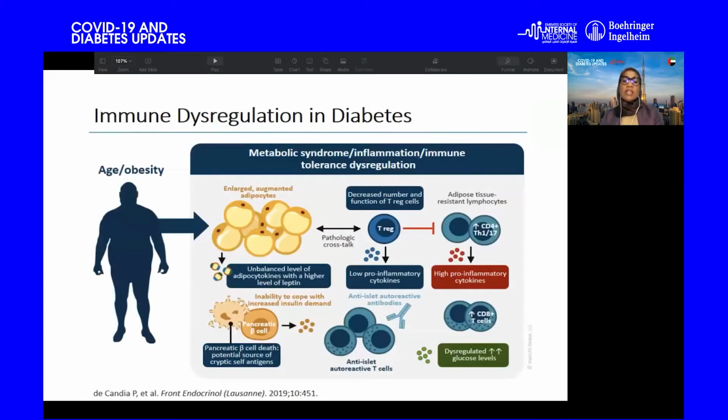So looking at that in greater detail, we know that there's quite extensive immune dysregulation in patients with diabetes. This may be associated with the fact that we have obesity in a lot of our patients with diabetes. And what these enlarged adipocytes do is that they produce a lot of pro-inflammatory cytokines. And what you find is you also get a lot of dysfunction in the T regulatory cells, and that may also be responsible then for the severity of the infection.